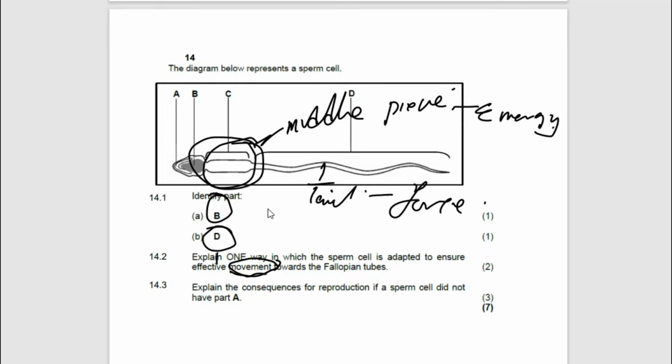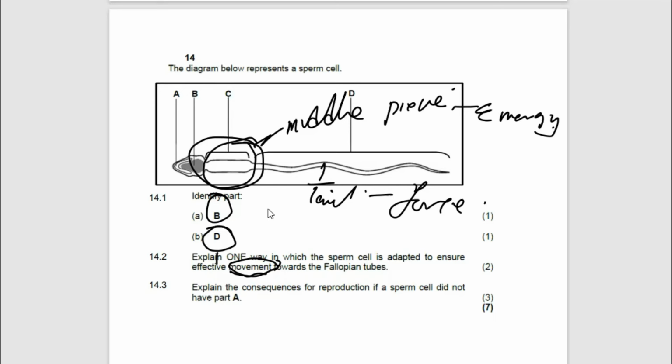Explain the consequence for reproduction if the sperm did not have part A. What is part A? It is the acrosome. So what is the function? You first ask yourself, what is the function of the acrosome? The function of the acrosome is to release enzymes which are used to digest the membrane of the ovum so that the sperm can penetrate during fertilization.